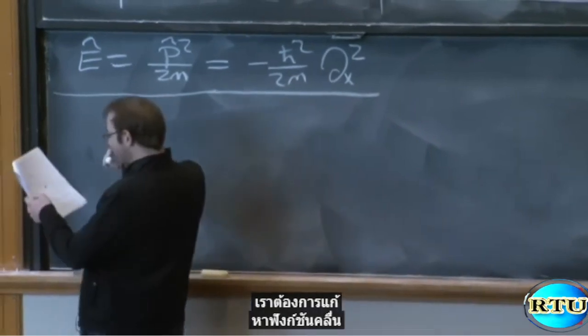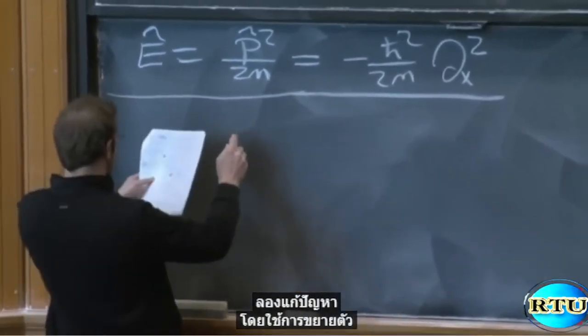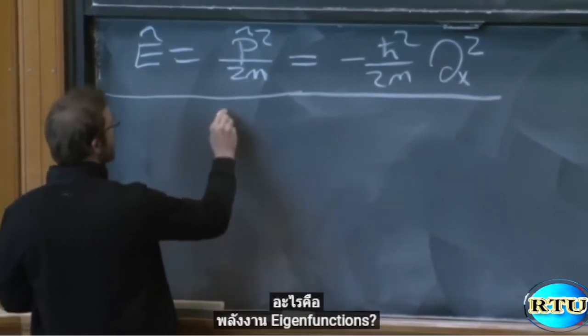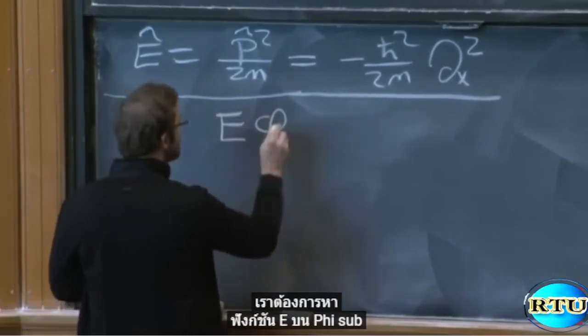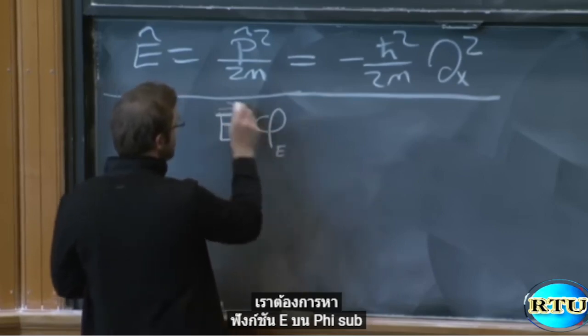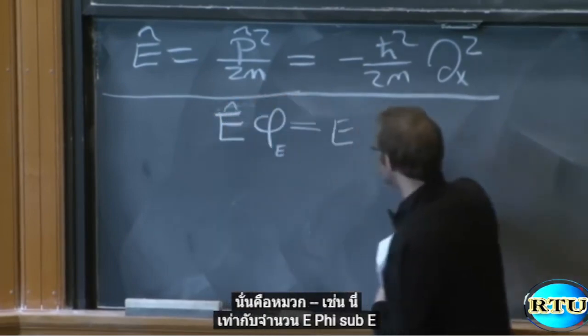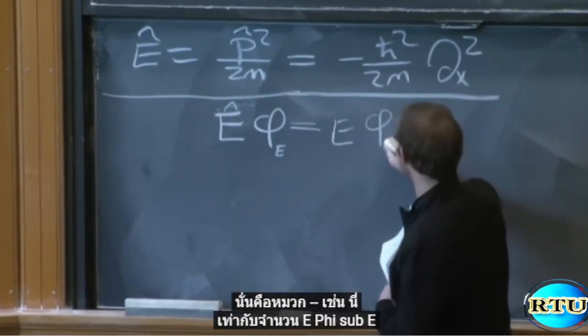So we want to solve for the wave functions. Let's solve it using an expansion in terms of energy eigenfunctions. So what are the energy eigenfunctions? We want to find the functions phi sub E such that the energy operator acting on phi sub E is equal to a number E times phi sub E.